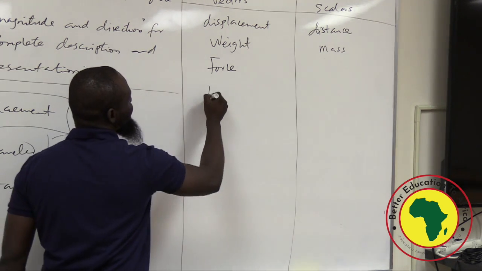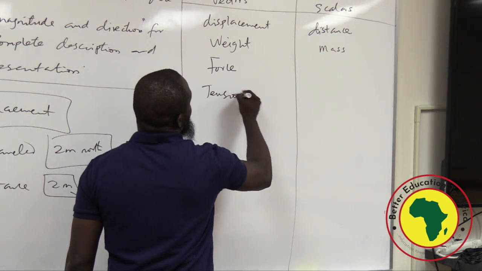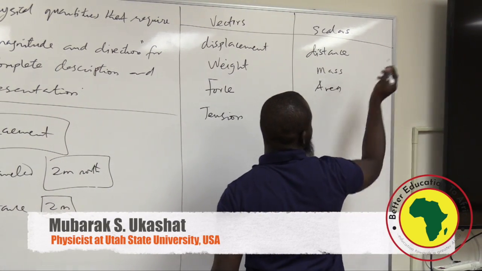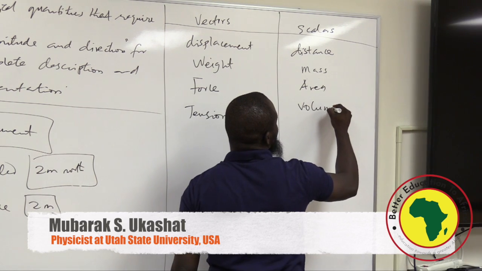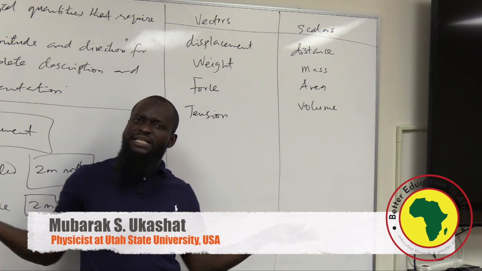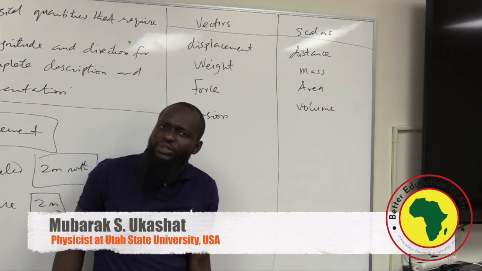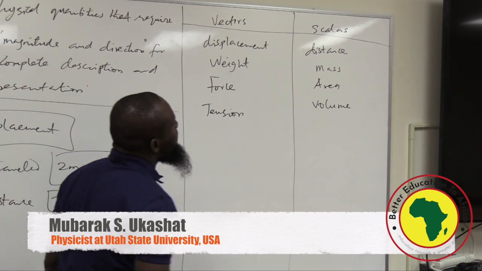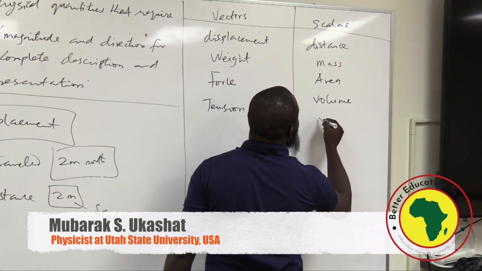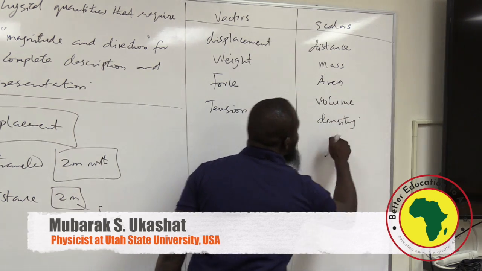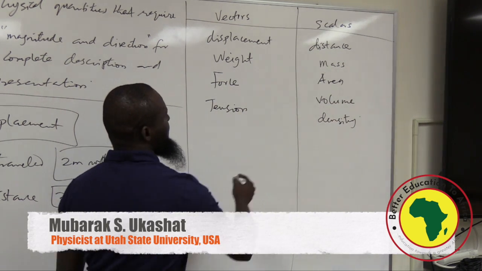Okay? Another kind of force is tension. Vector. Okay? Distance, area, scalar, volume, scalar. 2 centimeter cube of water. I don't have to tell you any direction to understand what 2 centimeter cube of water means. Okay? Those are all scalars. Then we have density. Combination of scalars. Mass over volume. Density is also a scalar.